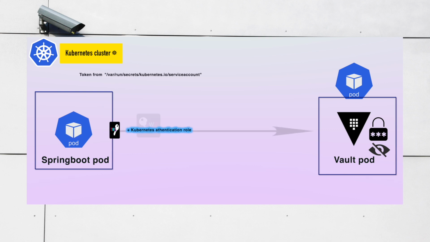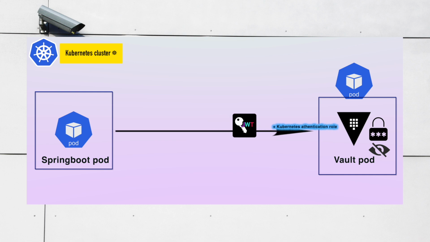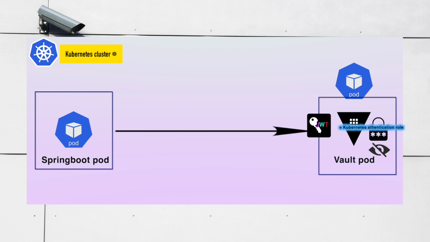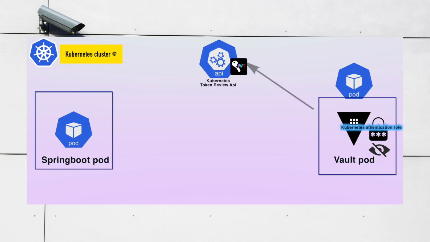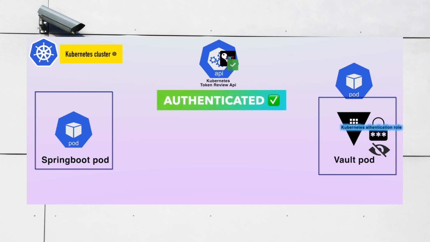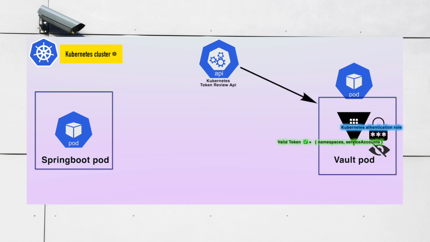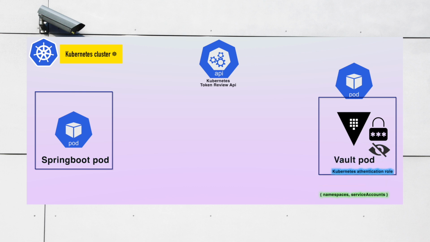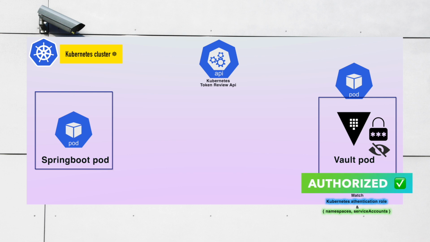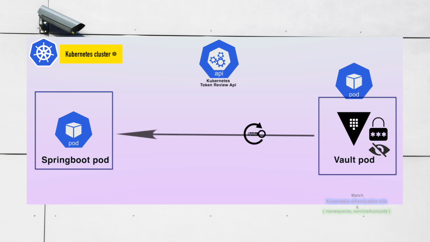Once Vault receives the authentication request, it moves to validate the token. This validation is carried out externally using the Kubernetes Token Review API. Vault sends the token to the API, which then validates it. If valid, the API returns a success response along with the namespace and service account details linked to the token. Vault then attempts to match this information with the configurations set in our role test role. If there is a successful match, Vault authorizes the request and sends back a barrier token to the pod.